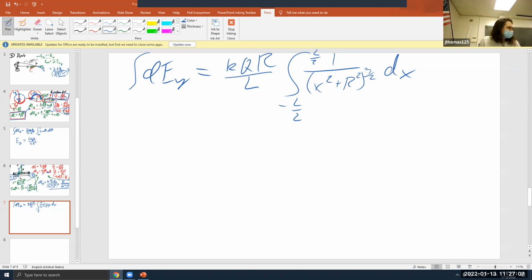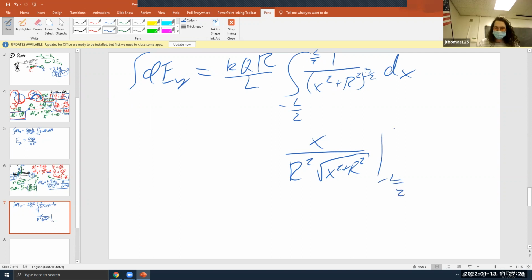Anyway, what's the actual value of the integral going to be? Well, once you integrate this, do trig sub, for just this part, you'll get x over r squared times the square root of x squared plus r squared. And then you'll have to integrate that from negative L over 2 to L over 2.